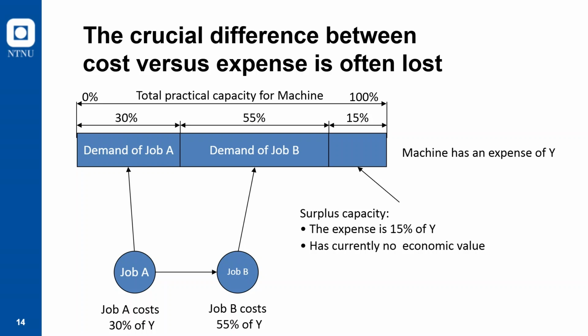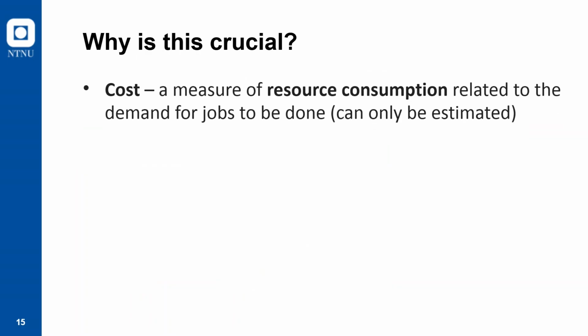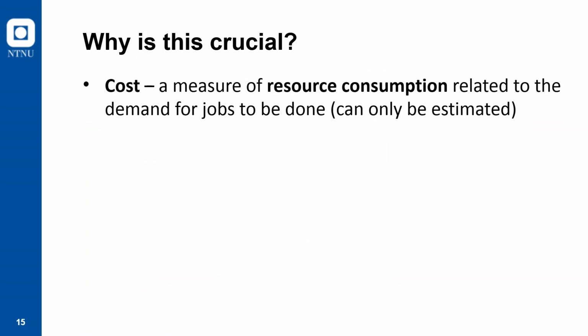But the point today is that because we have the legislation on one hand and the internal cost management on the other hand, we really need two solutions. And why is this crucial? Well, cost is a measure of the resource consumption related to the demand for jobs to be done. And this is something that you can only estimate because, like you saw on the machine, you can never buy a machine that fits exactly your demand. It's that simple.